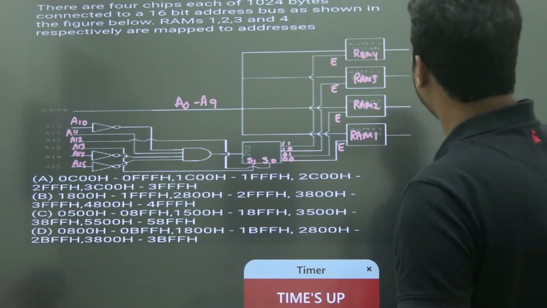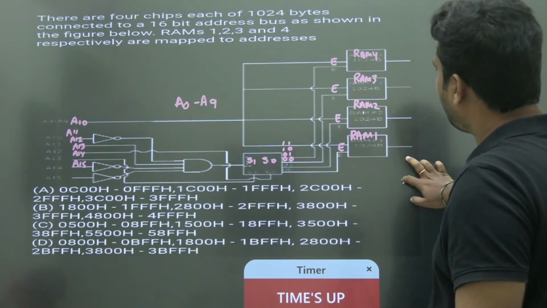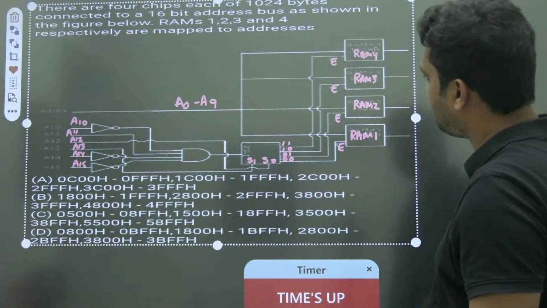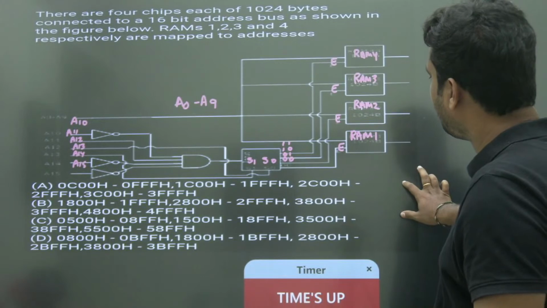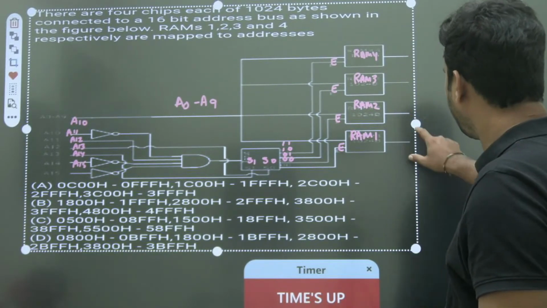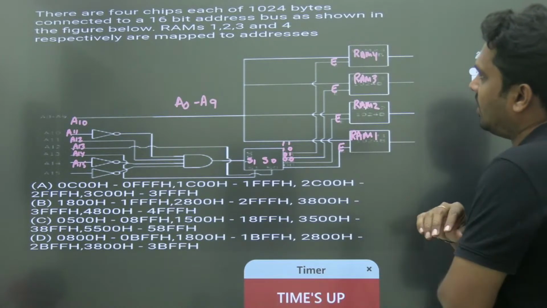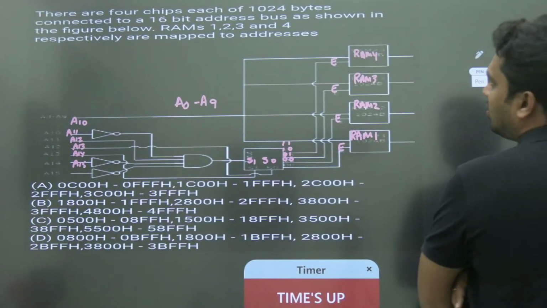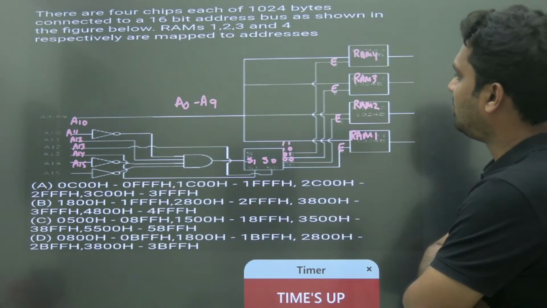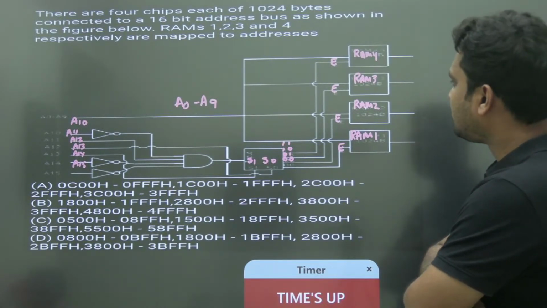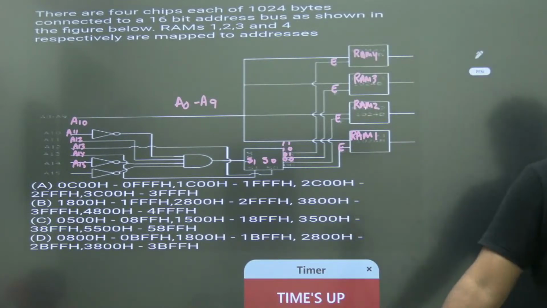Okay, so there are 4 chips each of 1024 connected to a 16-bit address bus as shown in the figure. The RAMs 1, 2, 3, 4 respectively are mapped to the addresses for. So what are the addresses for which the RAM will be selected? The RAM 1, RAM 2, RAM 3, RAM 4 is the question. So take your time and try to solve it.